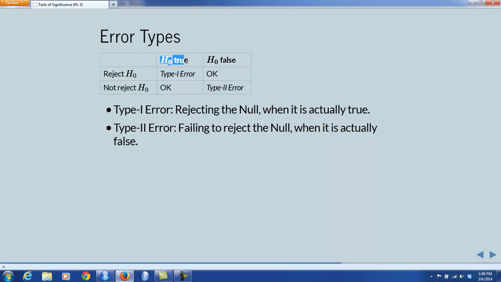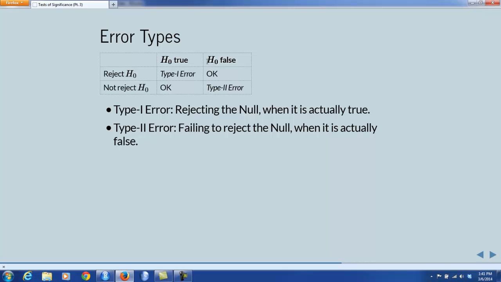Now, if the null hypothesis is true, and based on your sample data you decide to reject the null hypothesis, then you've made an error. You'll never know it because you don't know and never will know the true value of the population mean. But you've made an error, and it's called a type 1 error.